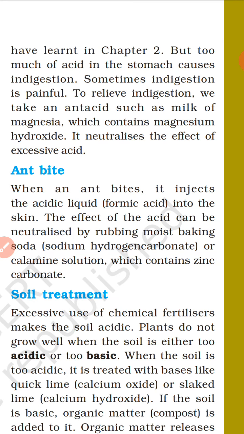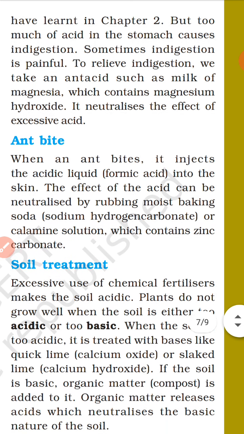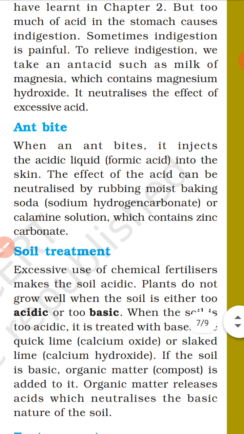Okay, first one is indigestion, second one is ant bite. When an ant bites, it injects the acidic liquid, formic acid, into the skin. The effect of the acid can be neutralized by rubbing moist baking soda, sodium hydrogen carbonate, or calamine solution, which contains zinc carbonate. अब इसमें सेकंड क्या है, एंट बाइट, मतलब एंट बाइट कर ले तो एसिडिक लिक्विड हमारे स्किन में फॉर्म करता है.